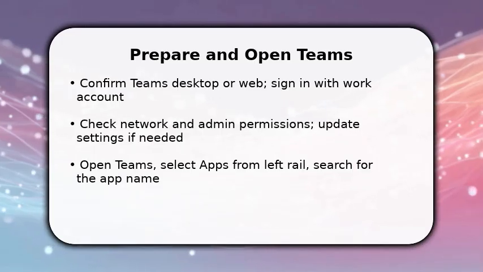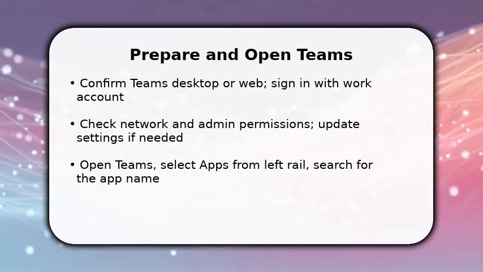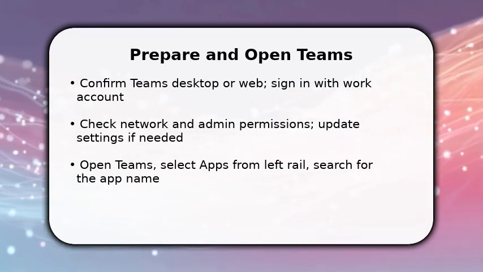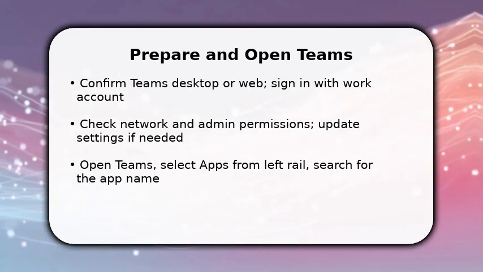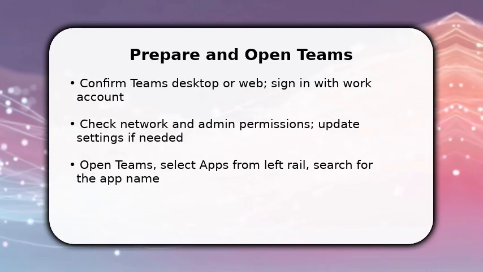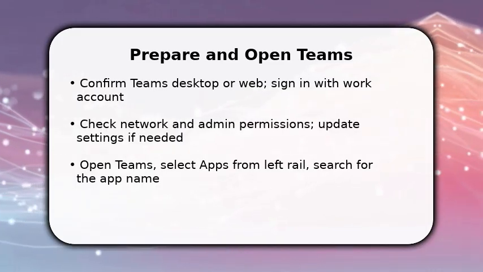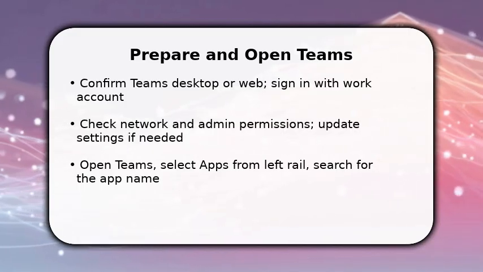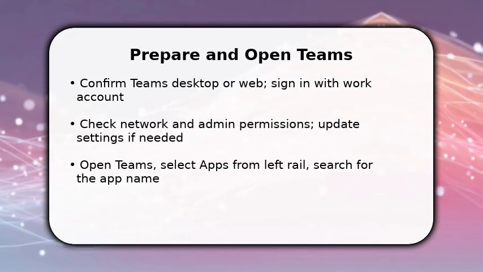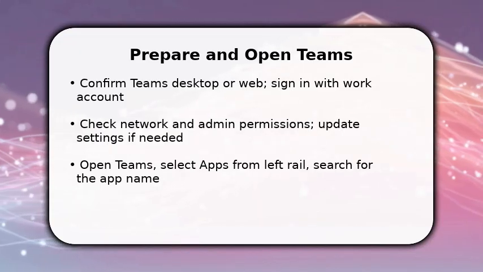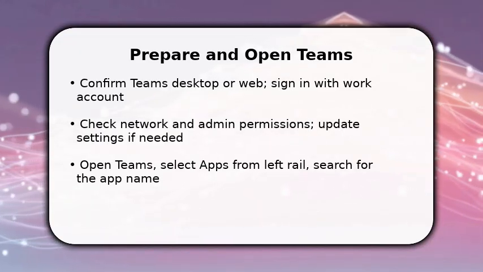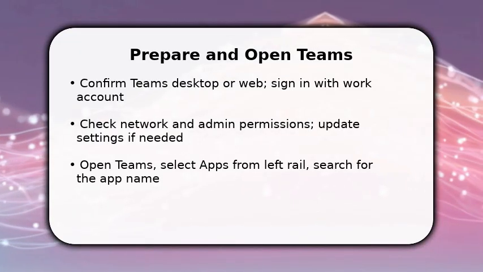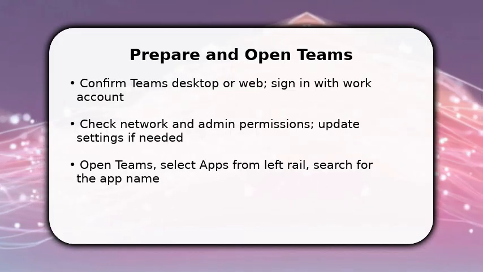You'll start by confirming you're signed into the correct Teams account and have the necessary permissions. Once signed in, make sure your connection is stable and that admins haven't blocked app updates. Next, open Teams and click Apps in the left rail, then search for the specific app you need to update. This gets you directly into the app page so you can proceed without delay, and it ensures you're operating where updates are available and visible.